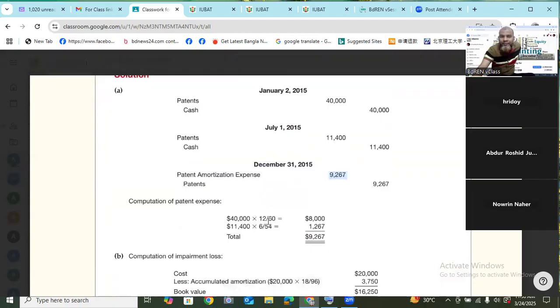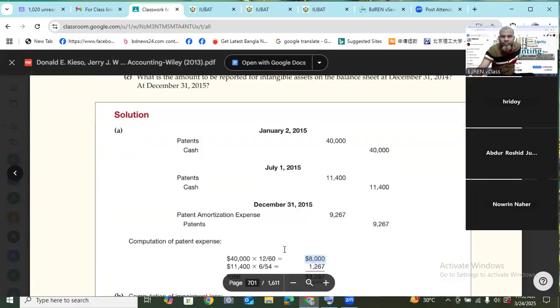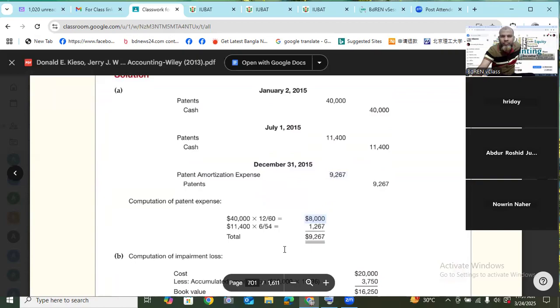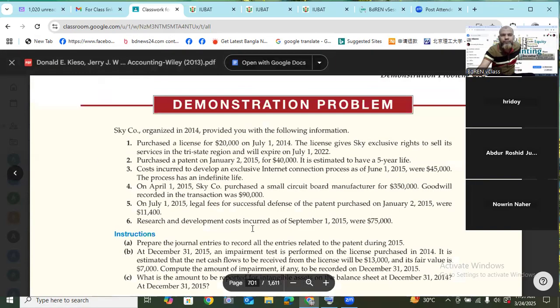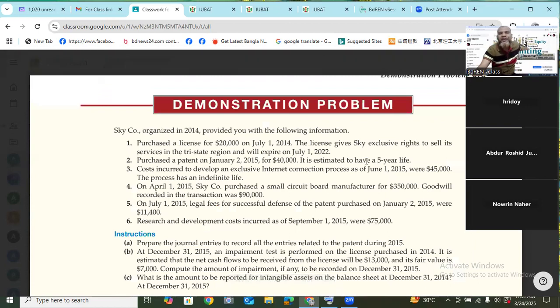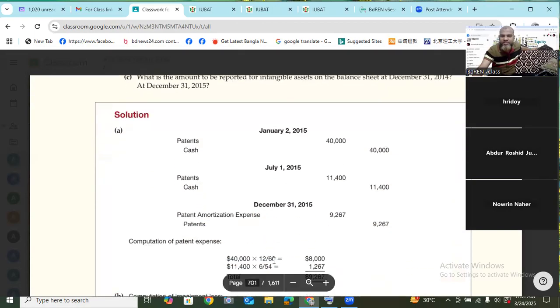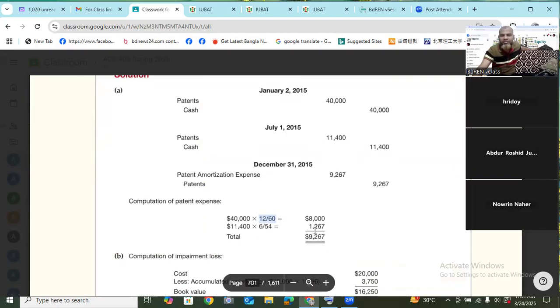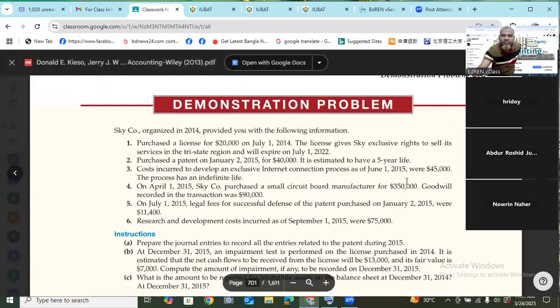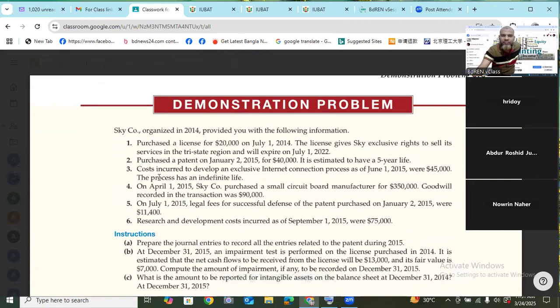40,000 multiplied by 1 year, isn't it? 8,000 for the year, since it is estimated to have a 5-year life. 5 years means 60 months, and this is 1 year, 12 months. Patent amortization for 1 year is 8,000. You can get it by dividing by 5.